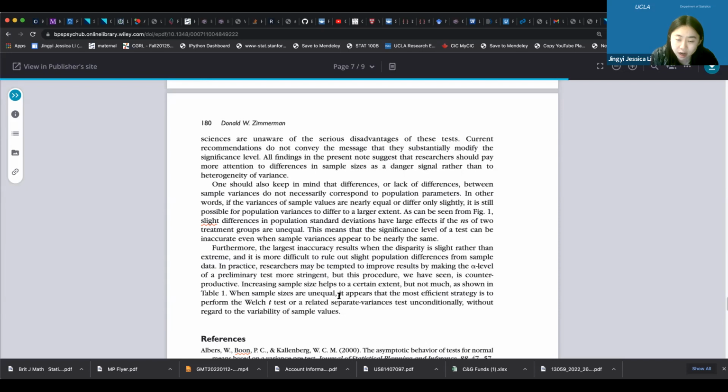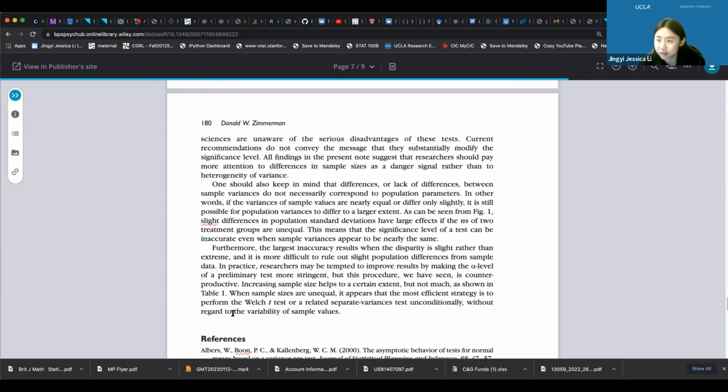When sample sizes are unequal, it appears that the most efficient strategy is to perform the Welch's t-test or a related separate variances test unconditionally, without regard to the variability of sample values. So to summarize, this one is saying that you should tend to use Welch's test if you have any doubt.